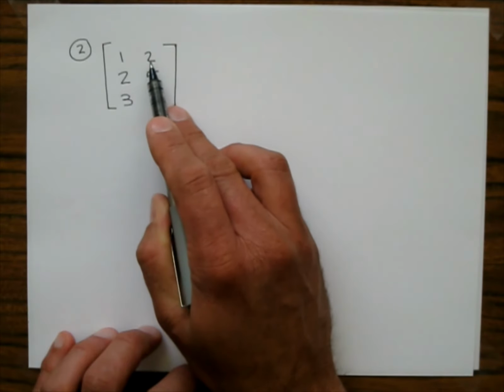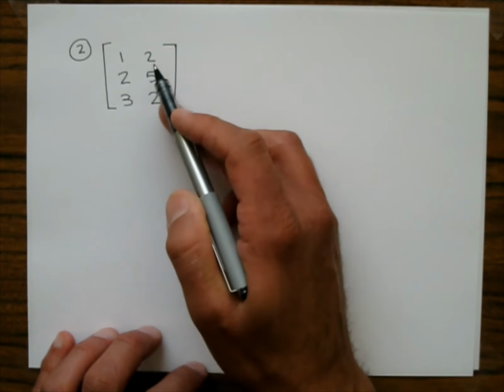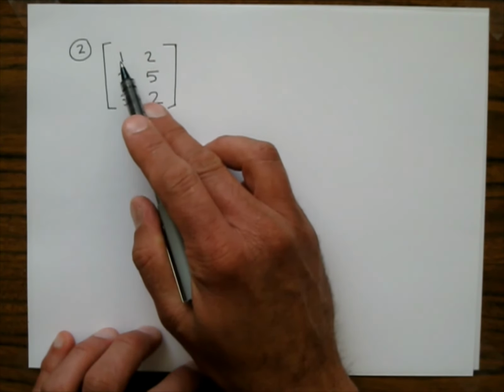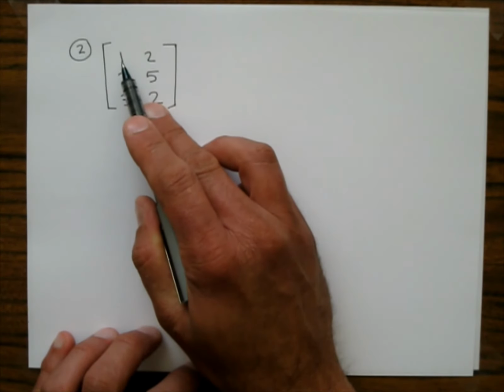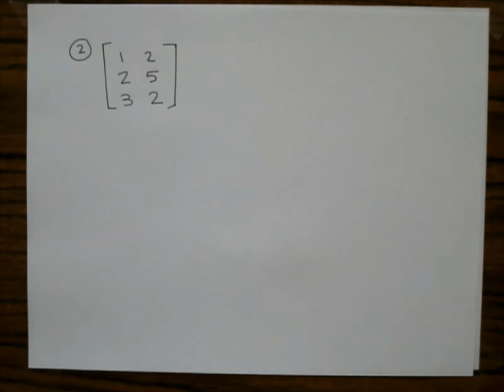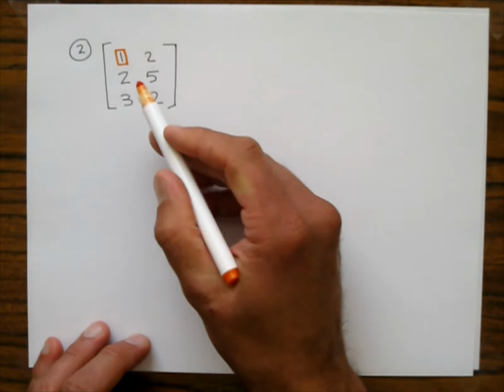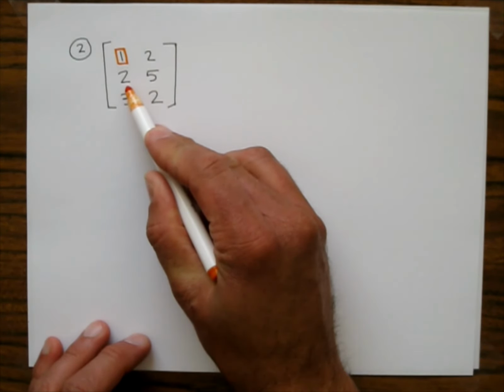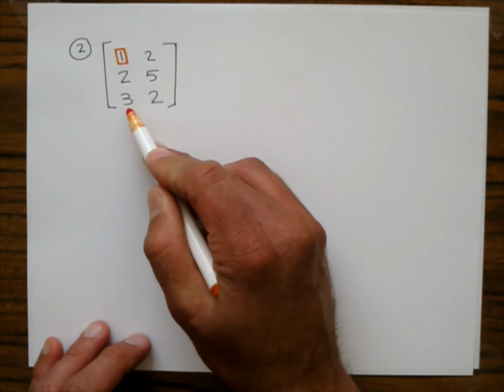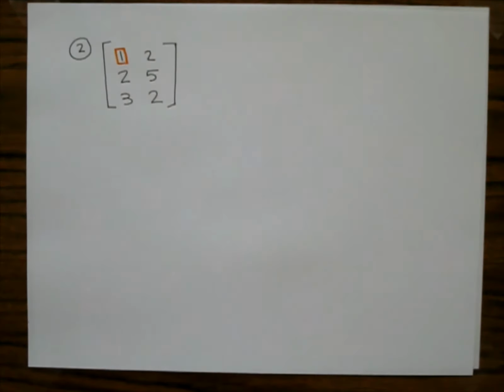If that row with the 1 was on the bottom, then I would interchange 2 rows. So I want to call that 1 my pivot. And I'm going to use this pivot to put a 0 in the position where the 2 is, and to put a 0 in the position where the 3 is. So let's work on row 2.